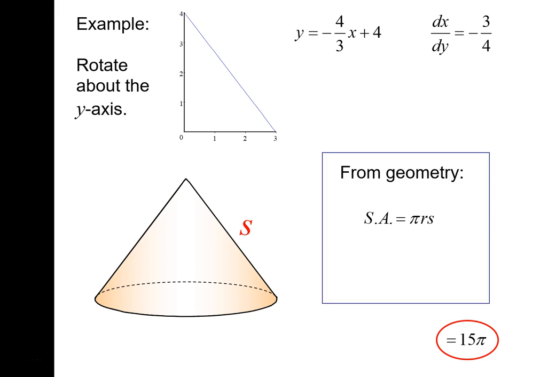From geometry, they're just reminding you, because this was a cone, we actually could use geometry to figure out the surface area of this cone, and we would get 15 pi. So there's a way to check our work. Don't have to do that every time. They're just showing you that the formula works.